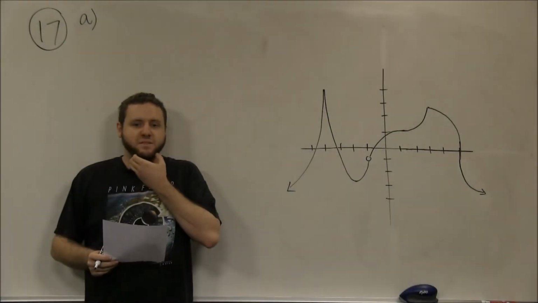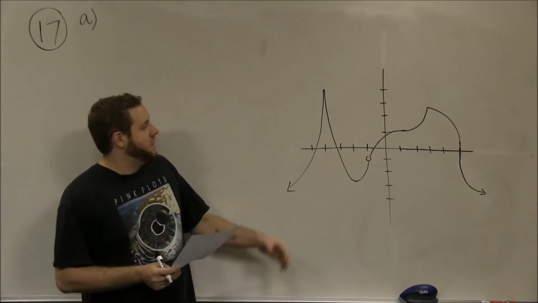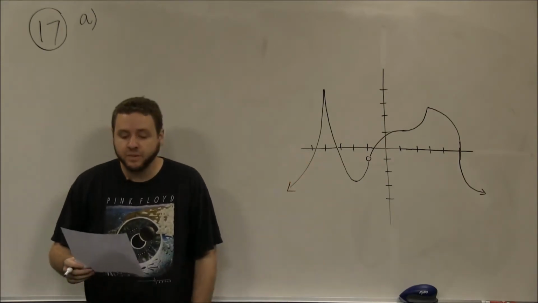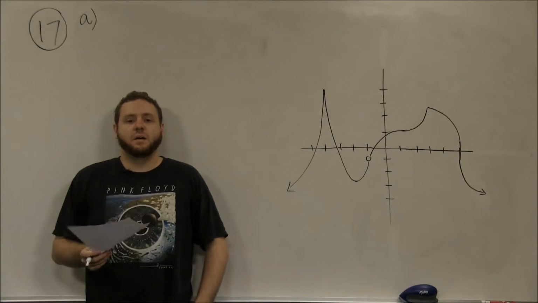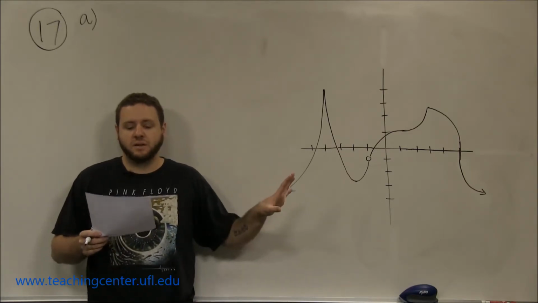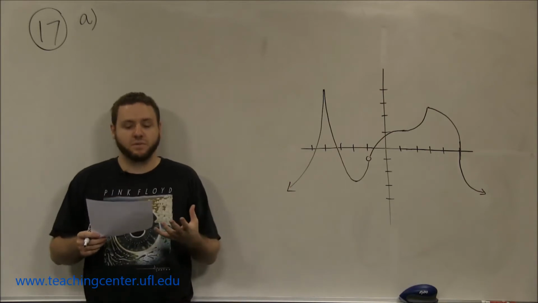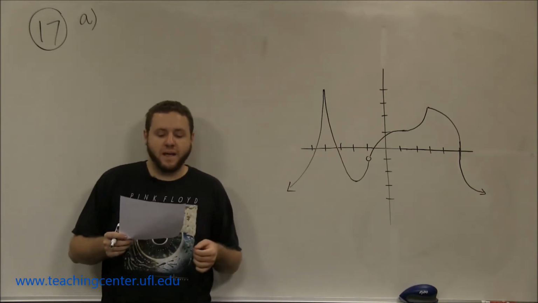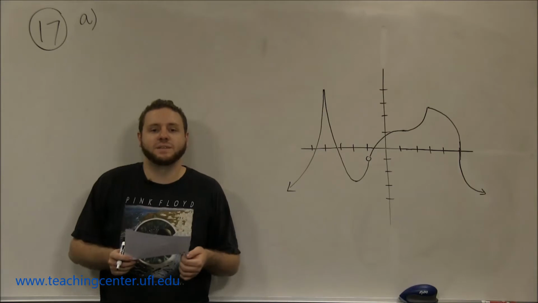Okay, for problem number 17, we're given a graph, which I've done my best to recreate here on the board. And we need to identify a lot of things about the function. So keep in mind we are looking at the function f of x, and we need to figure out a bunch of different things. So first, part A says we want to identify where the function is increasing.